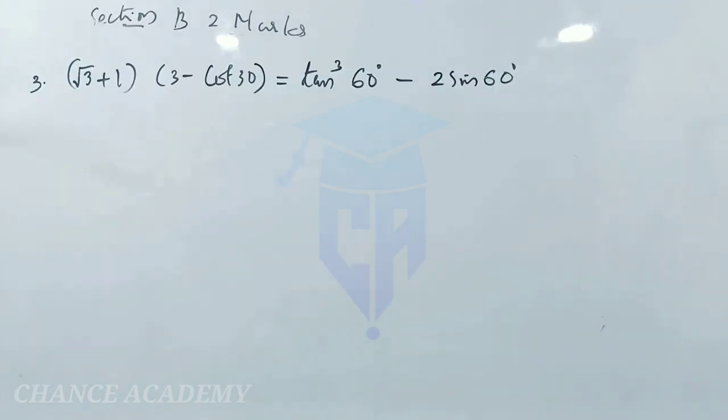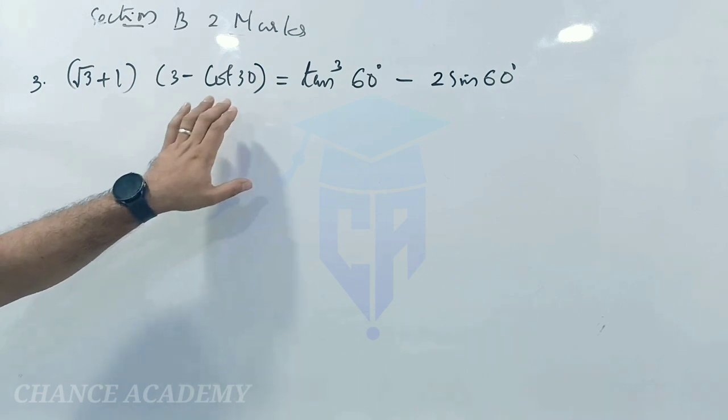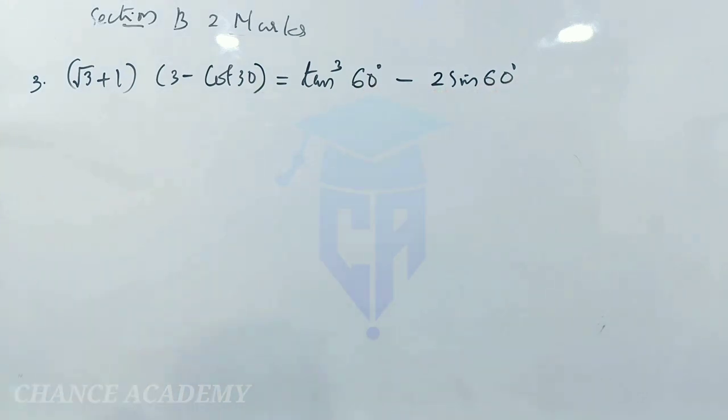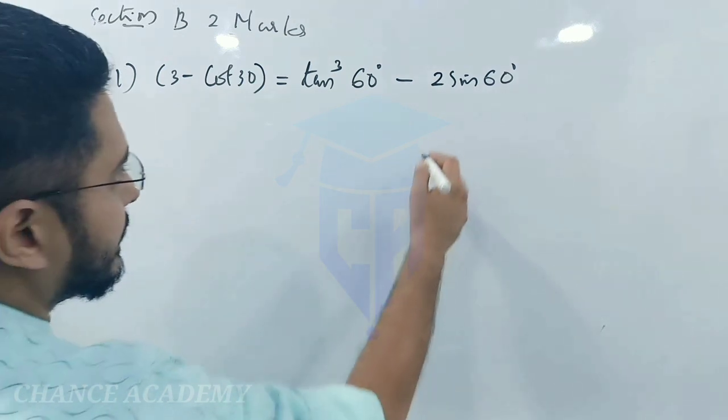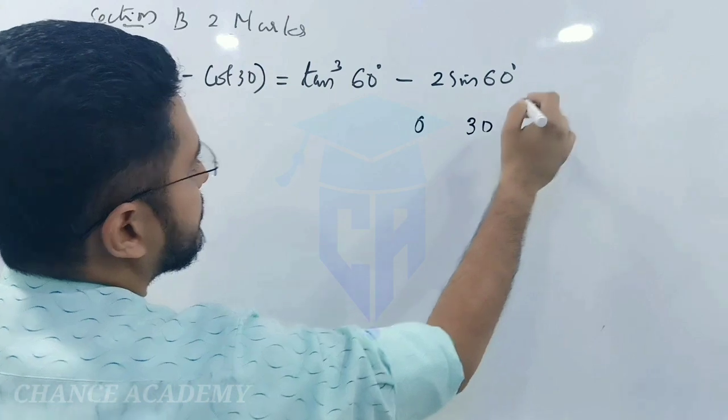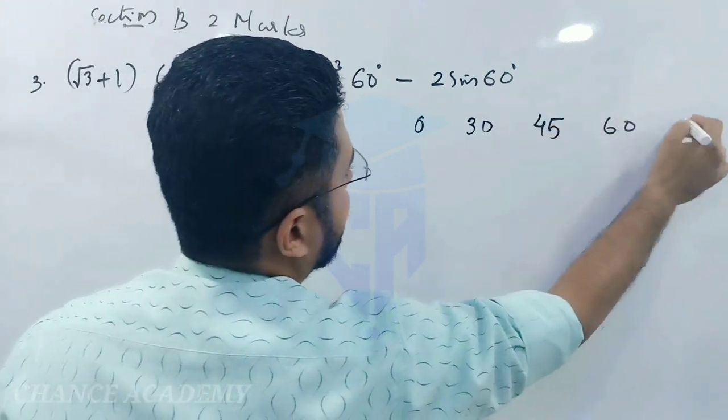This question is again from trigonometry, but this is actually the T ratios of specific angles. We have cot 30 here, tan 60 is given, sin 60 is given. We know the values of these specific angles. I've already mentioned it in one of those videos. Just go through this: 0, 30, 45, 60 and 90.